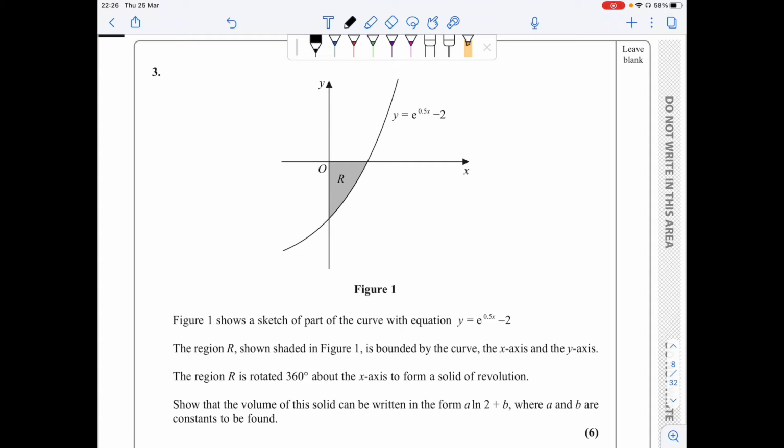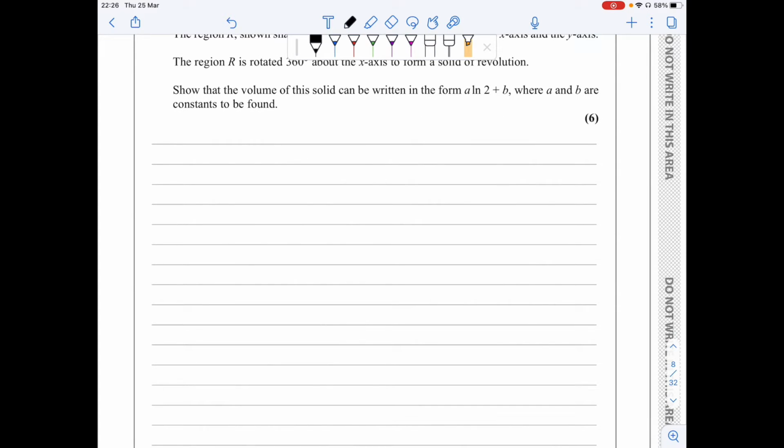In question 3, before finding the volume of revolution, I will need to find out where the graph cuts the x-axis. So I will start by setting e to the 0.5x minus 2 equals 0. So e to the 0.5x equals 2. 0.5x equals ln 2, and x equals 2 ln 2, which is equal to ln 2 squared, which is ln 4.